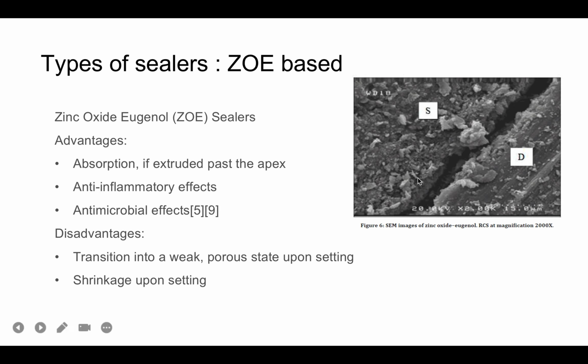This is a scanning electron micrograph of a zinc oxide eugenol based obturation. As you can see, after the setting, the sealer left a gap due to the shrinkage between the sealer and the dentin. And this gap can be a potential place to harbor bacteria.